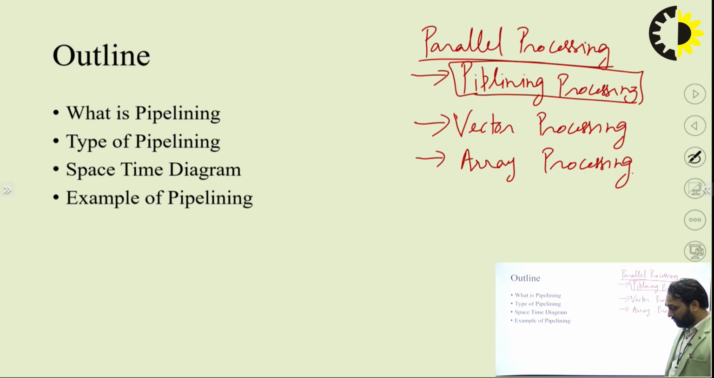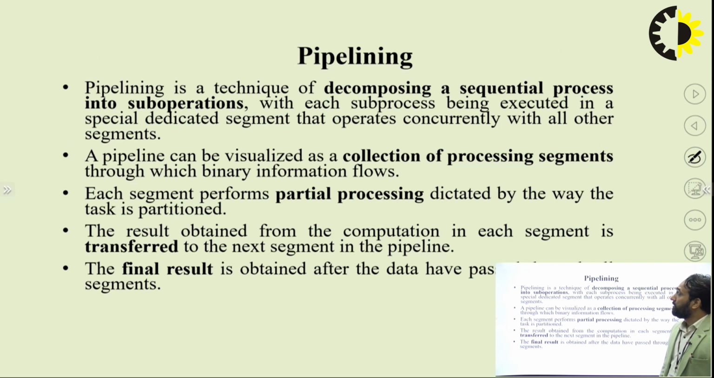So before going to detail, we first take the definition of pipelining. So what is pipelining? We have a definition here. Pipelining is a technique of decomposing a sequential process into a sub-operations with each sub-process being executed in a special dedicated segment that operate concurrently with all other segments.